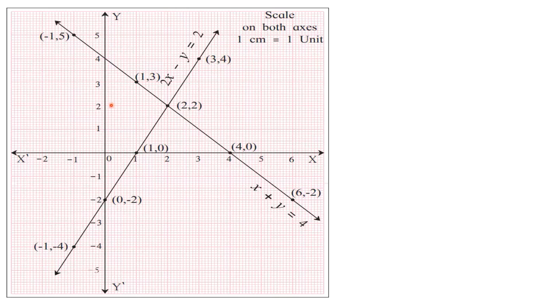Because of that, the graph paper gets divided into 4 parts and they are called quadrants. So this is the first quadrant. Then you will go anti-clockwise. This is the second quadrant, third quadrant and fourth quadrant. In the first quadrant, you can find that x is positive and y is also positive. So both positive will come in the first quadrant.